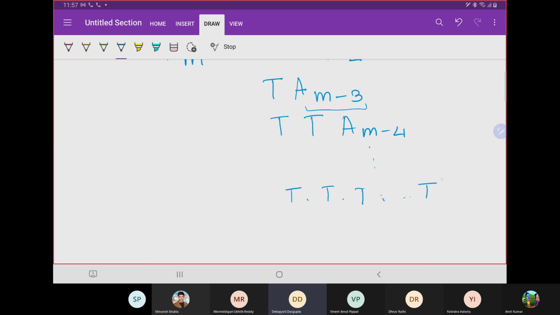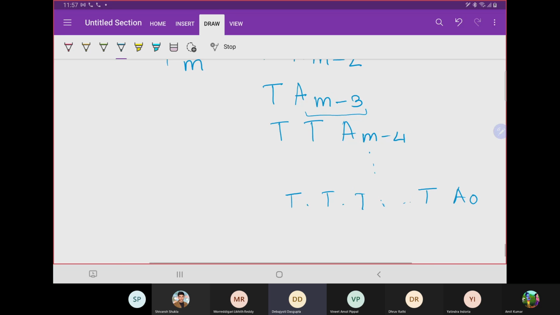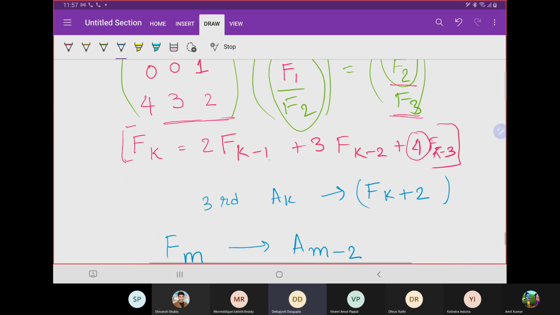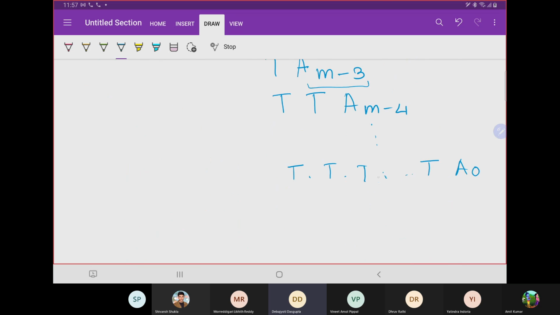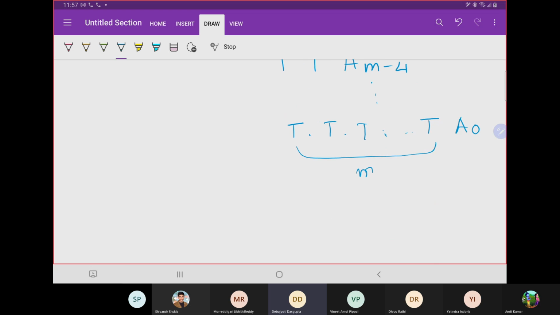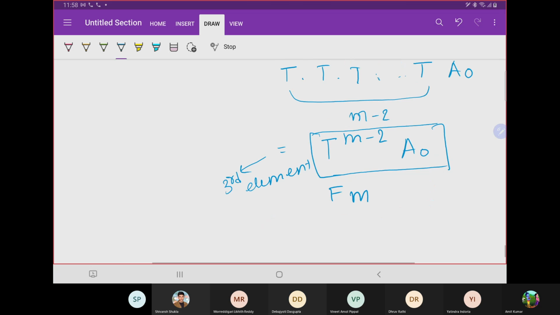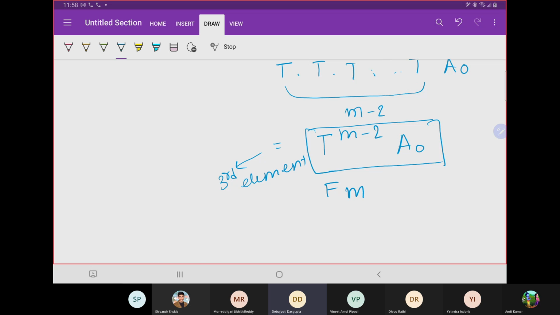up until how many terms? The last time we will stop at A0. Since A0 was my given terms, F0, F1, F2 will be the given 3 terms for the first regression, and there will be, I guess, m minus 2 terms, right? So you are basically taking t power m minus 2 and doing a matrix product with A0. The third element of this will give you f of m. Right, you get the idea of why we are doing this.